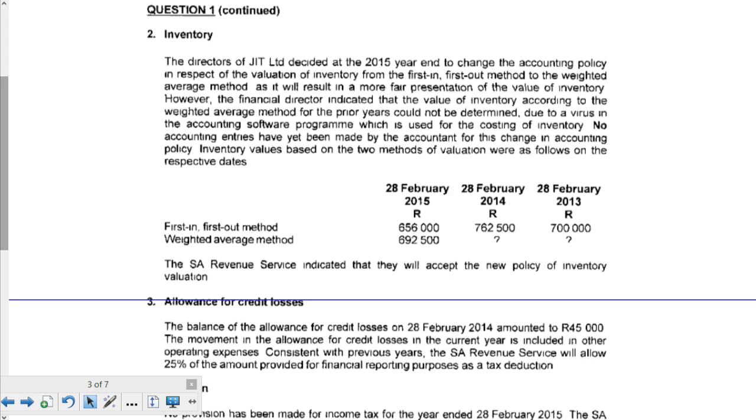So are we increasing or decreasing inventory? We're going from FIFO to weighted, so we're increasing. No, look, we're not going to do these earlier years because we can't. We don't have a number. We're doing this one. It was valued at 656, and now it's going to 692.50. Is that right? Mm-hmm.